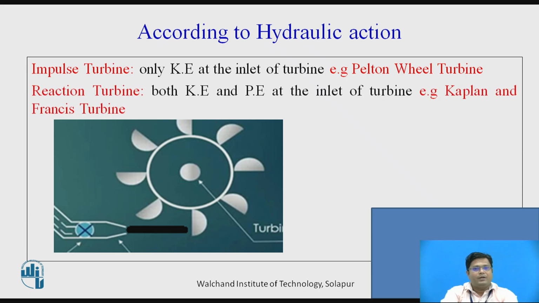Impulse turbine: if at the inlet of the turbine only kinetic energy is available, then that turbine is called an impulse turbine. An example of an impulse turbine is the Pelton wheel turbine. And if at the inlet of the turbine both kinetic energy as well as pressure energy are available, then that turbine is called a reaction turbine. Examples of reaction turbines are the Kaplan turbine and the Francis turbine.